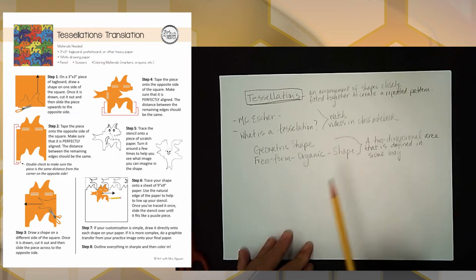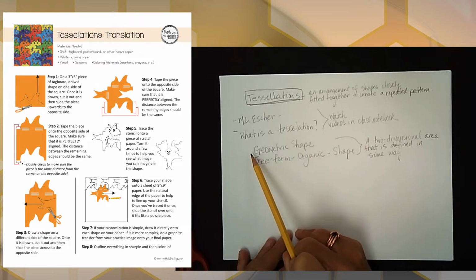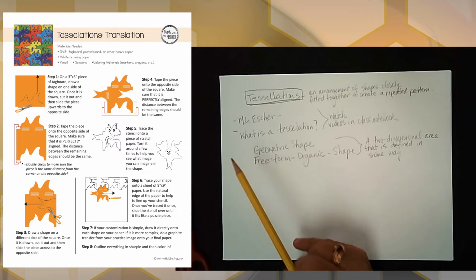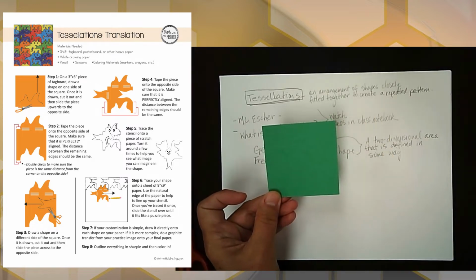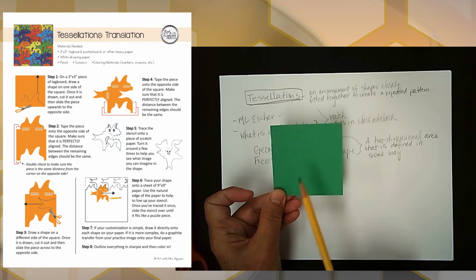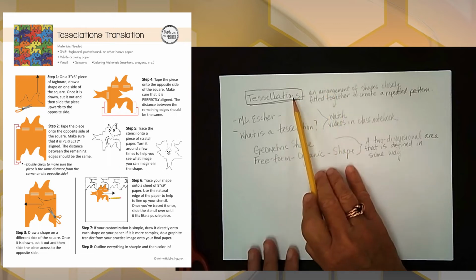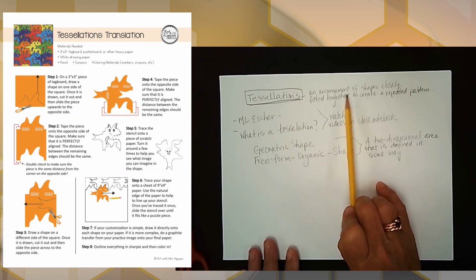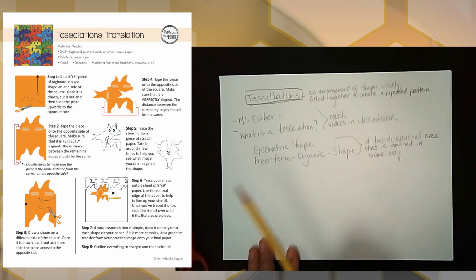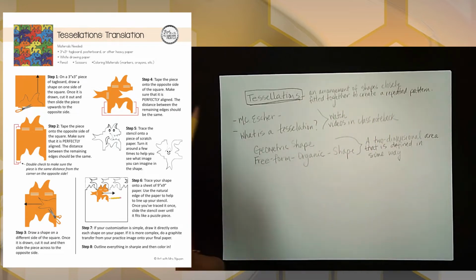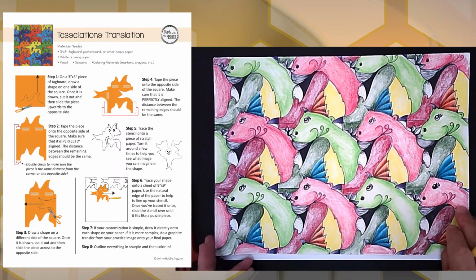When we create our tessellations today, we are going to go from a geometric shape, a 3 by 3 inch square, and we're going to cut this out and create an organic, never before seen freeform shape. A tessellation is an arrangement of shapes that are closely fitted together to create a repeated pattern. So this is an example of my final piece.